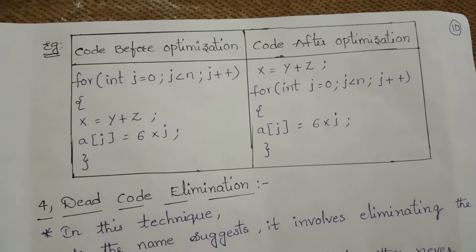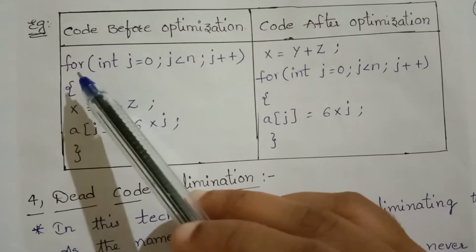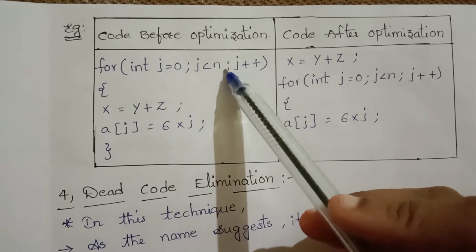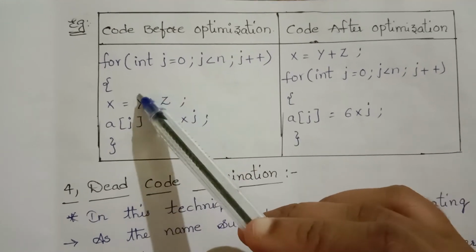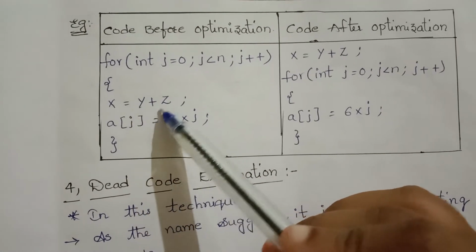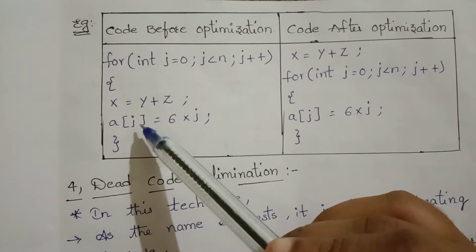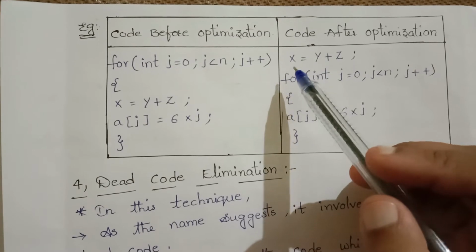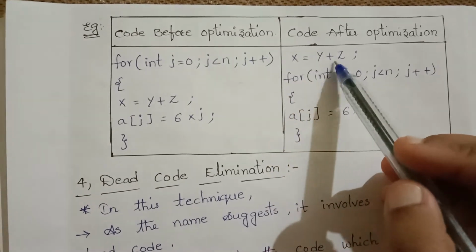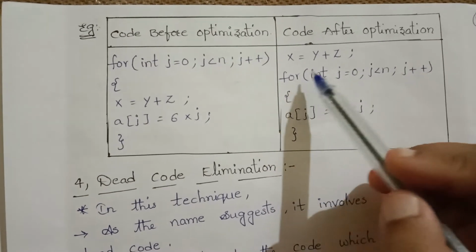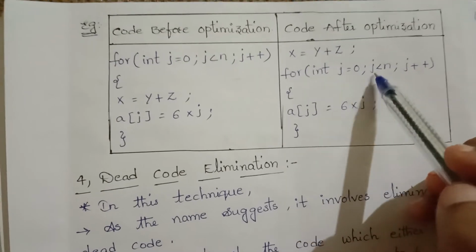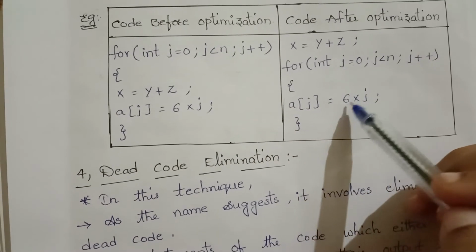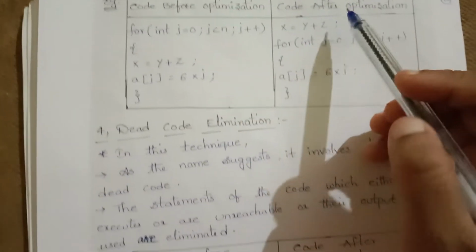So here consider an example code before optimization. For int j is equal to 0, j less than n, j plus plus, x is equal to y plus z, a of j is equal to 6 into j. After optimization it changes as x is equal to y plus z. For int j is equal to 0, j less than n, j plus plus, and a of j is equal to 6 into j. So this changes like this.